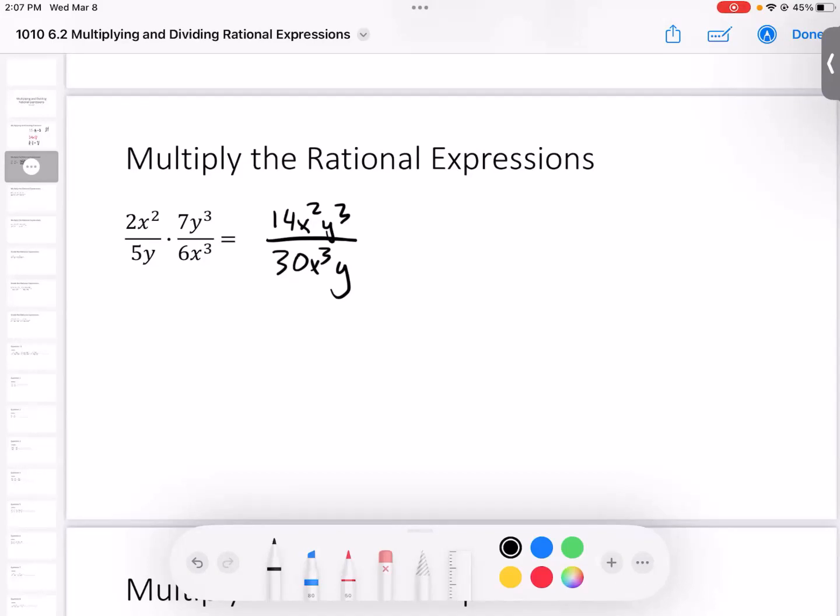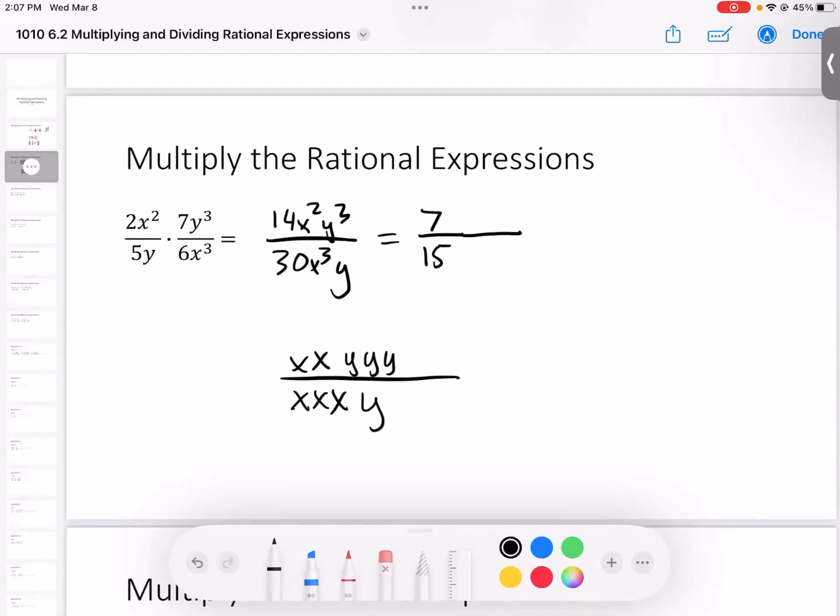And then this can be reduced because 14 and 30 are both even numbers. If you divide both of them by 2, that would be 7 over 15. And then if I have x squared over x cubed, I can think about this as being x times x over 3 x's. And same thing with the y's. I would have 3 y's over a single y like that.